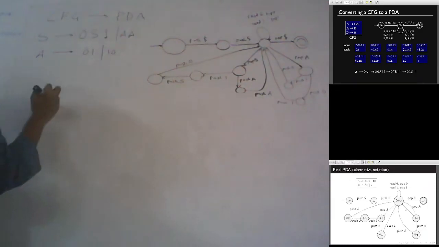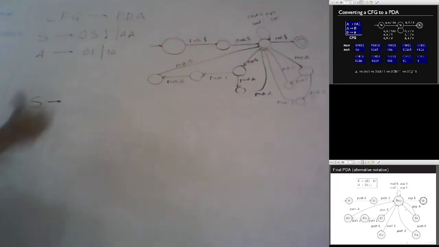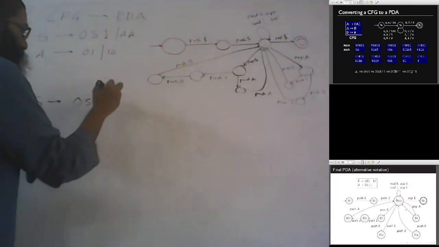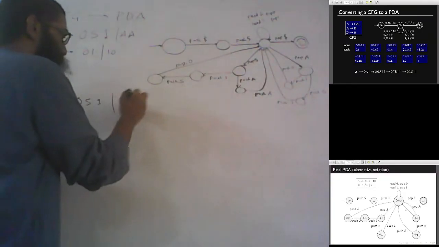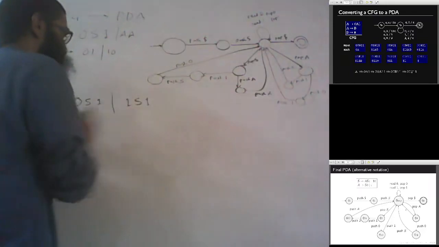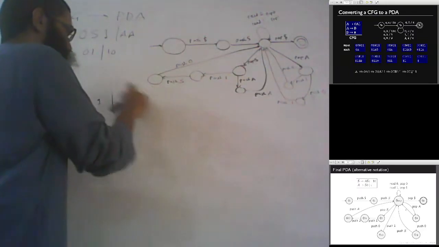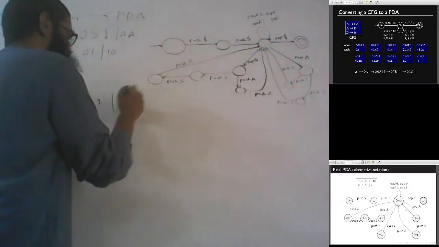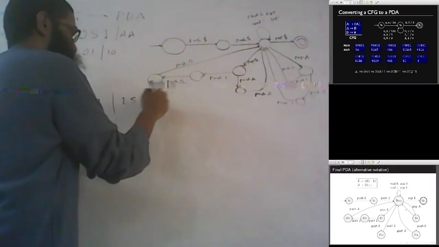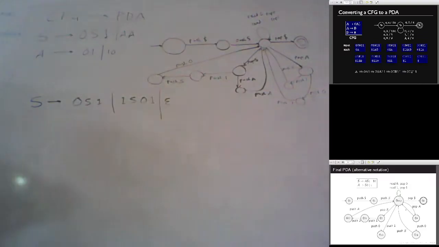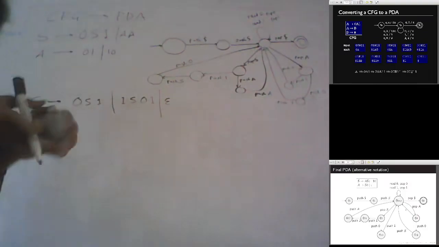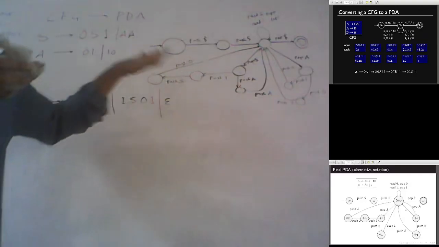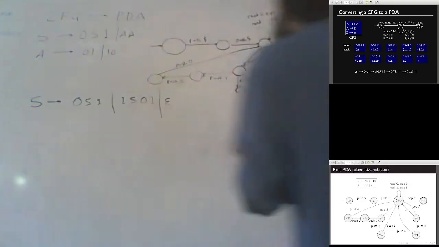Let's say S goes to either 0S1 or 1S01. Okay? So here's another example of a context-free grammar with 3 rules. We can do the same thing. Is it okay if I erase this? Okay, let's reuse the same base.